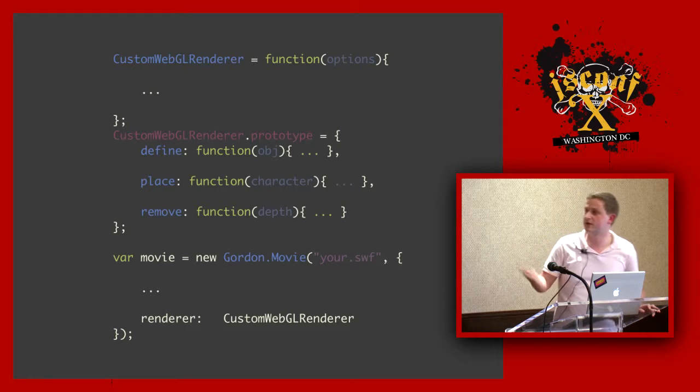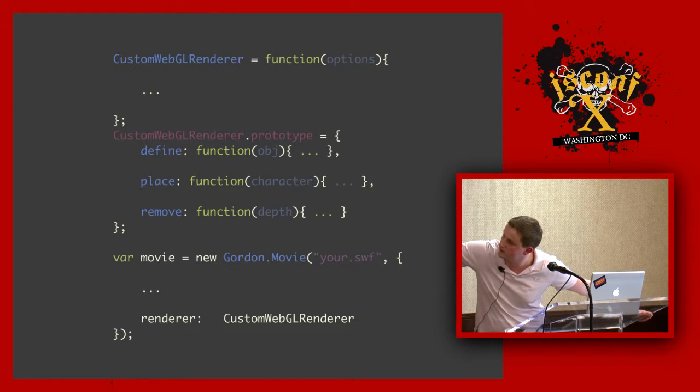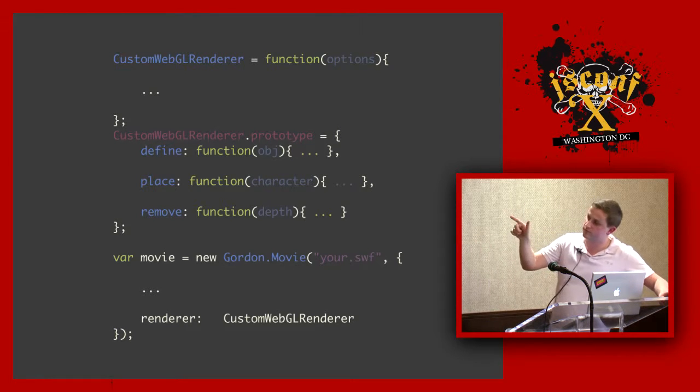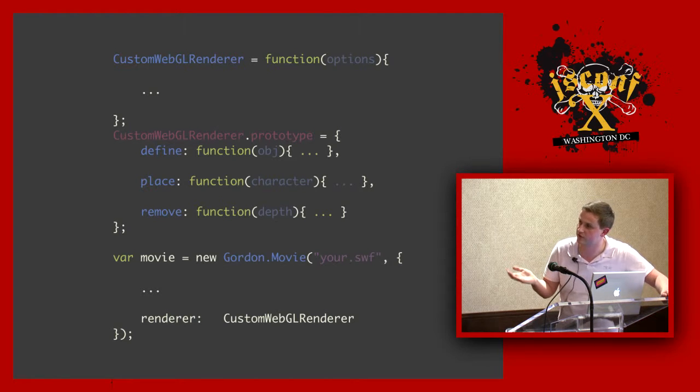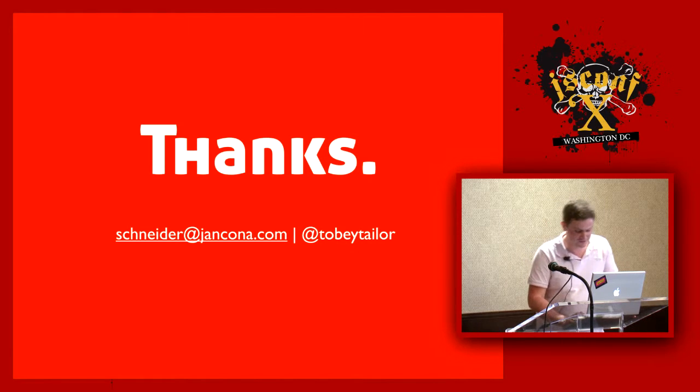Anyway, here's an example of how you can write your own Gordon renderer, like a WebGL renderer if you want, or a Canvas renderer. You just have to define a custom class which has three methods: define, place, and remove. And you can take the SVG renderer of Gordon as an example. So I think it's better I show you some demos, because I really messed up.